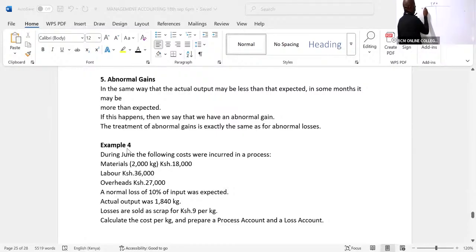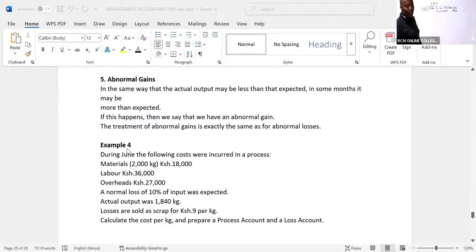So I can see input in the form of materials. The input there is 2000 kgs. And then, ladies and gentlemen, I go to the other side, I can see a normal loss of 10%. A normal loss of 10% of 2000 gives me 200. And then I can see an actual output of 1840.